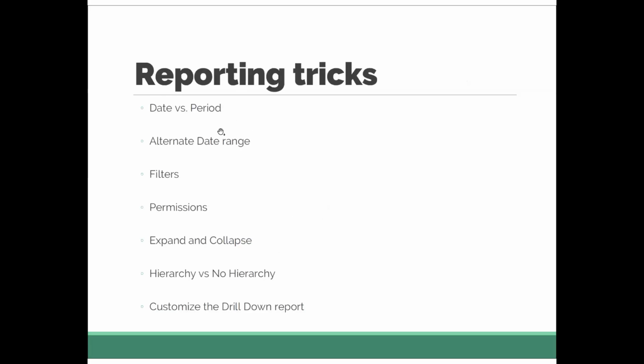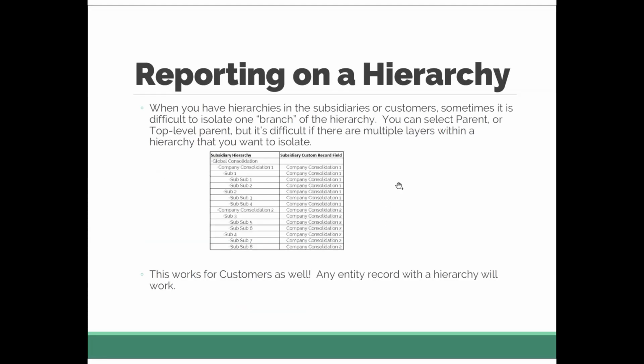Let's see. Here's reporting tricks, but we're going to talk about reporting in January. In a prior version of this, I have gone into that. This is my little tip and trick on reporting on a hierarchy. When you go to filter your reports, mostly on saved searches, actually, you're trying to get that top level parent, but you can see in my subsidiary hierarchy, do you see how it goes down? If I do top level parent for this one, actually it would be global consolidation, unfortunately.